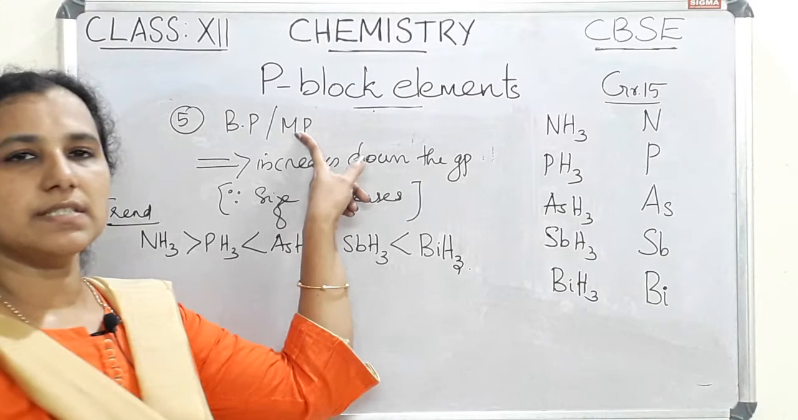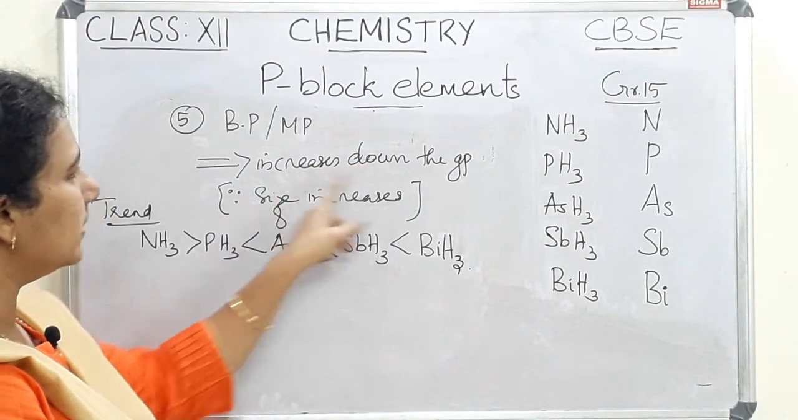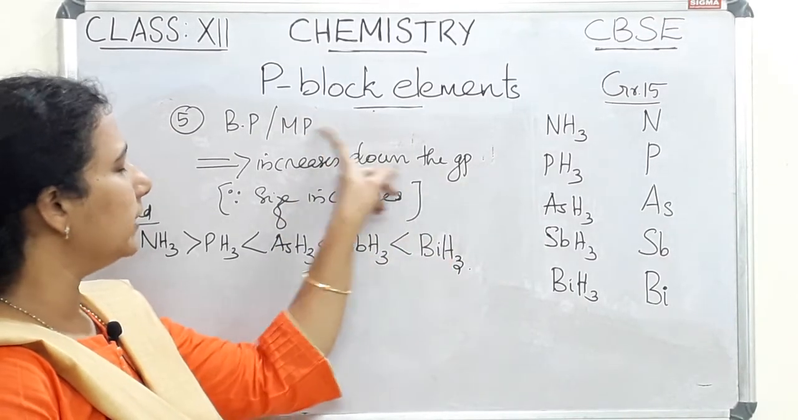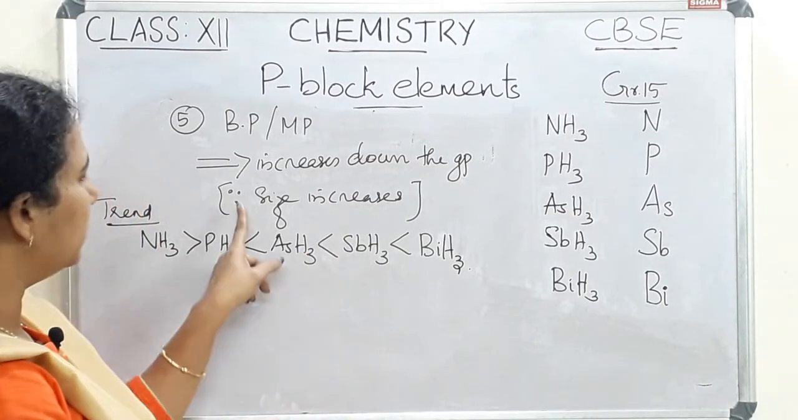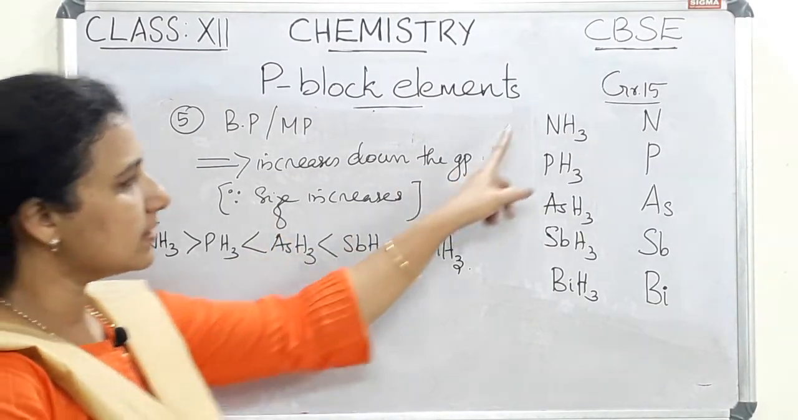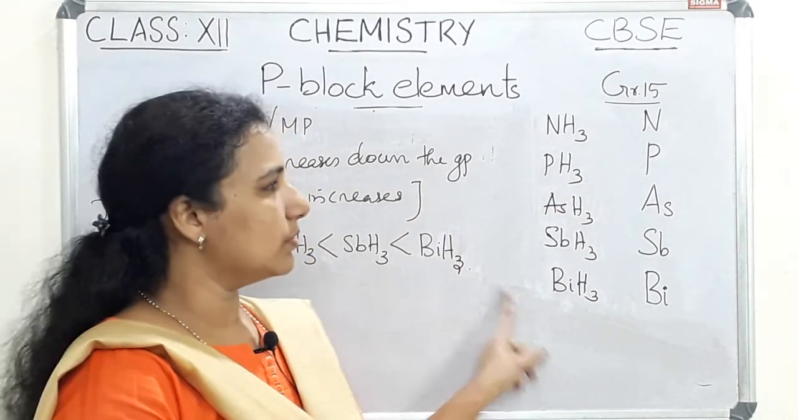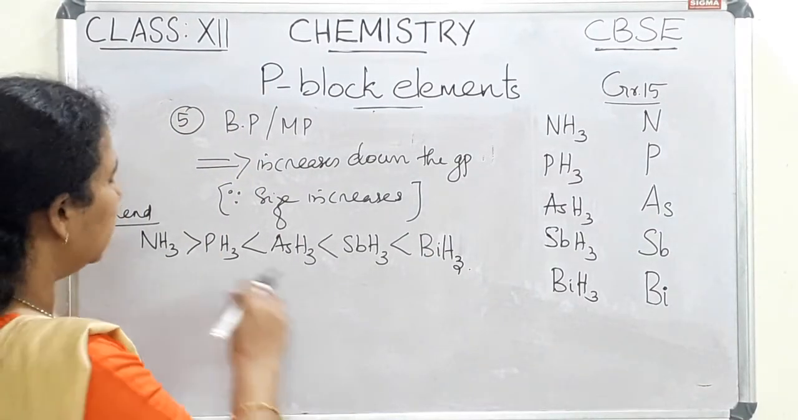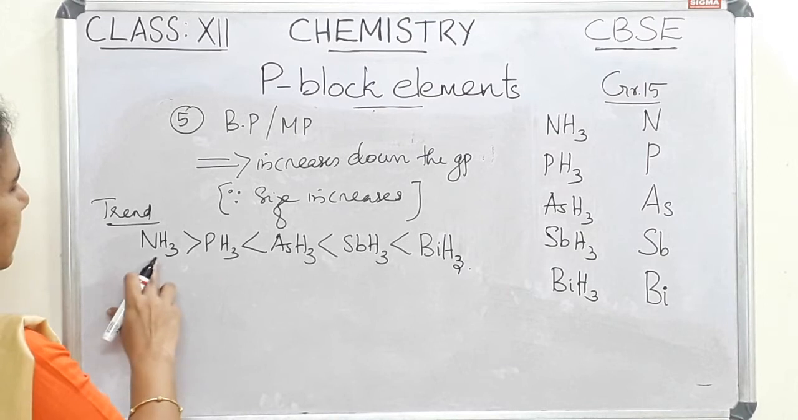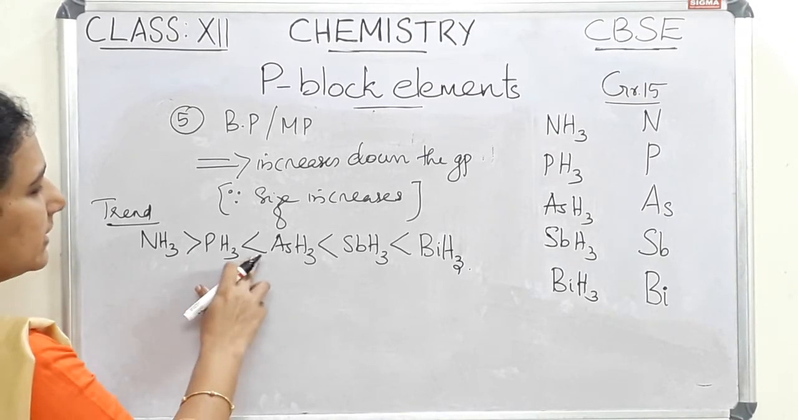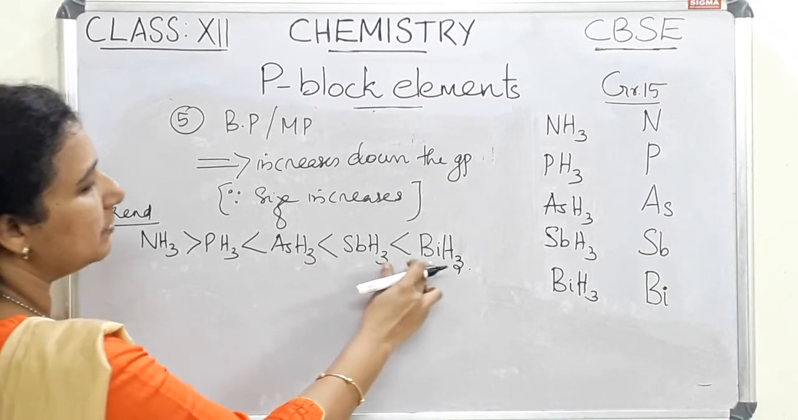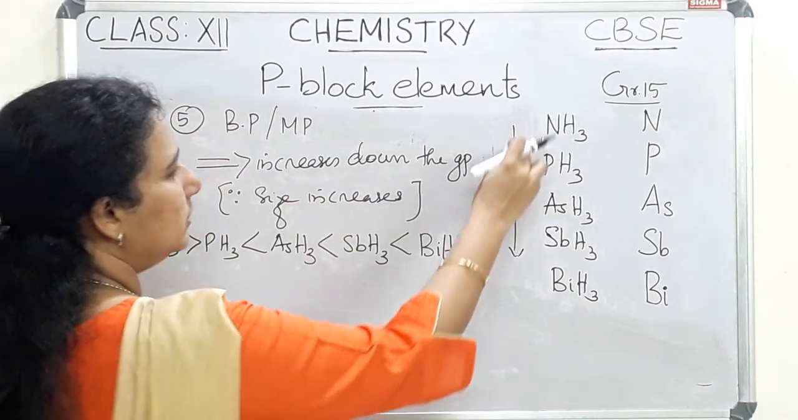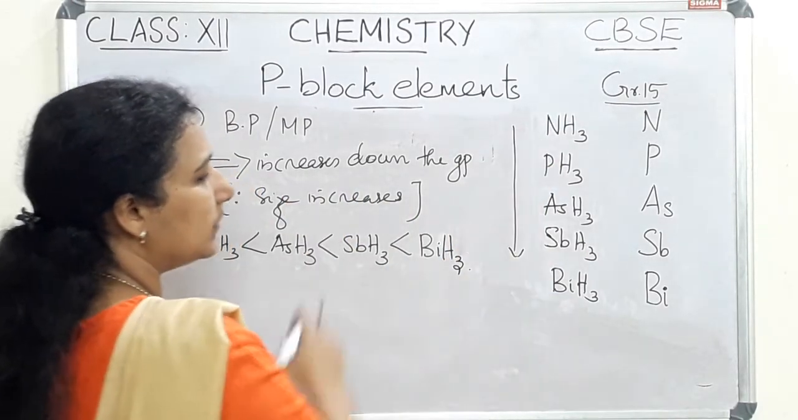So the next property is boiling point and melting point. The trend in this group of hydrides is that it increases down the group. So melting point and boiling point increase down the group due to increase in size. As we go down, the size of the central atom increases. So molecular size increases, and boiling point and melting point also increase. But the trend has a difference: NH3 greater than PH3 less than AsH3 less than SbH3 less than BiH3. So we have seen it increases down the group since the size of the atom increases.